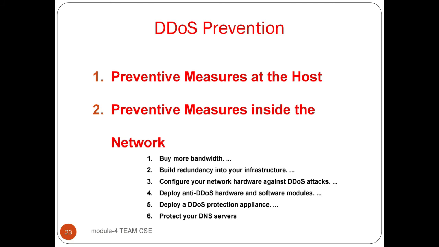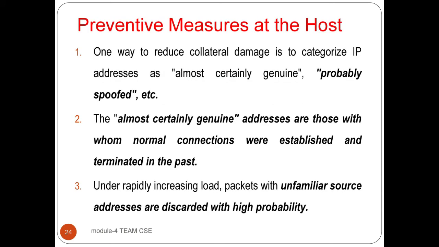Next slide, please. Preventive measures at the host side. One way to reduce the collateral damage is to categorize the IP addresses as most certainly genuine or probably spoofed, etc.